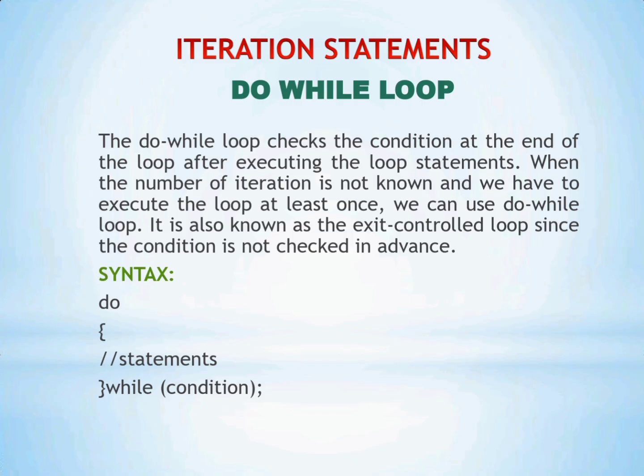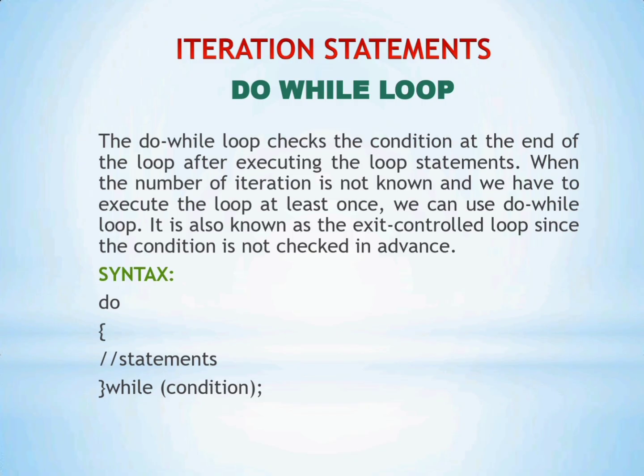So see the syntax here. Before, in a while loop, the while condition is at the starting point of the program, and only once the condition is true will the program execute. Here, the while condition is at the end of the program. So from the top it is do. Do means just do the work, then we will see the condition.